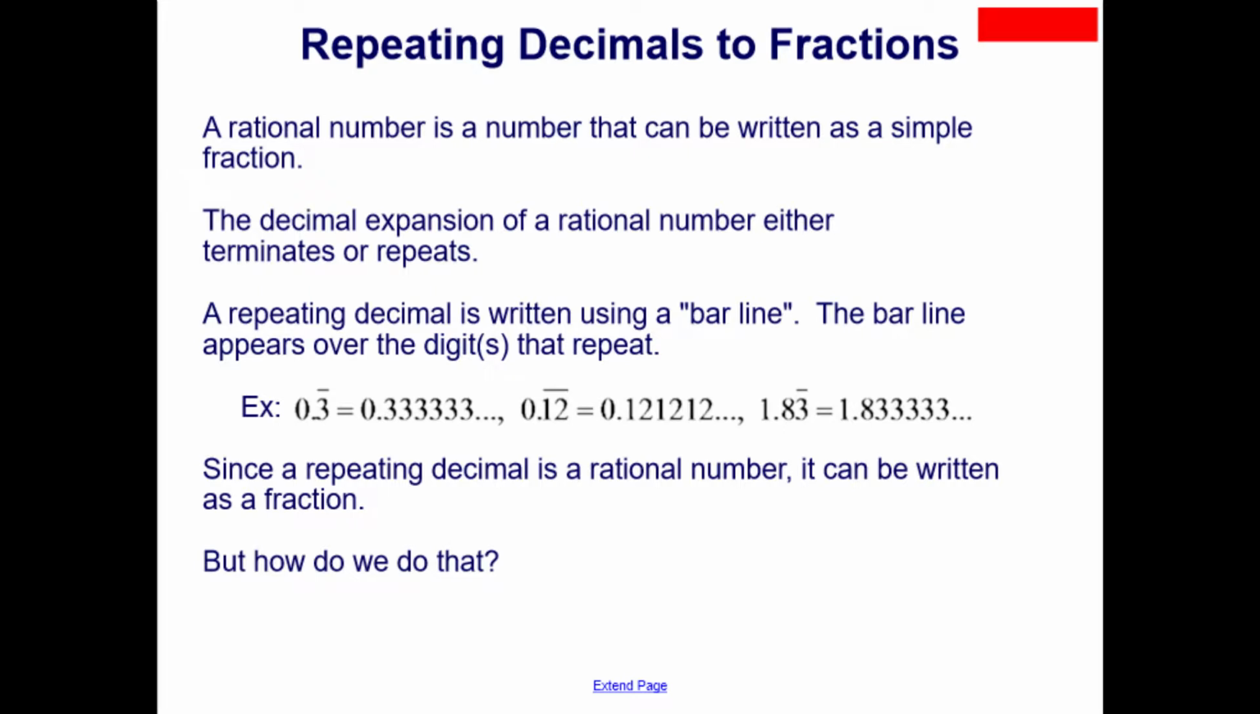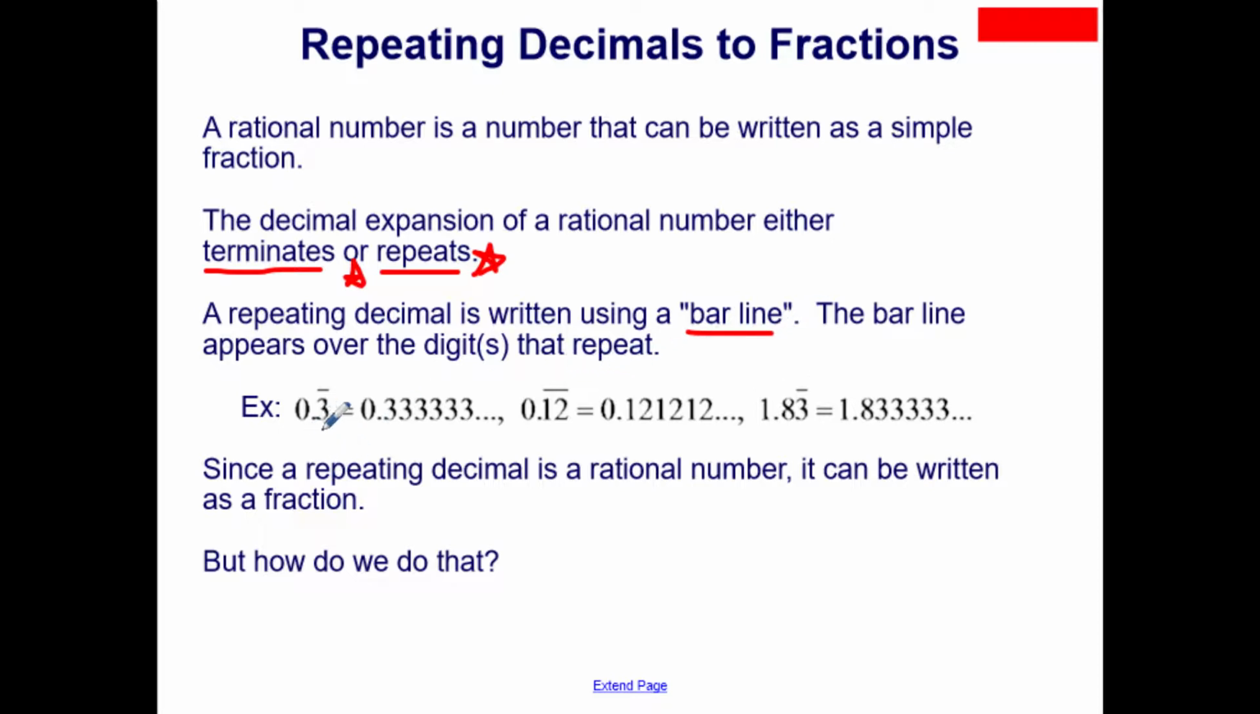A rational number is a number that can be written as a simple fraction. The decimal expansion of a rational number either terminates or repeats. A repeating decimal, when it repeats, is written using a bar line. A bar line appears over the digits that repeat.